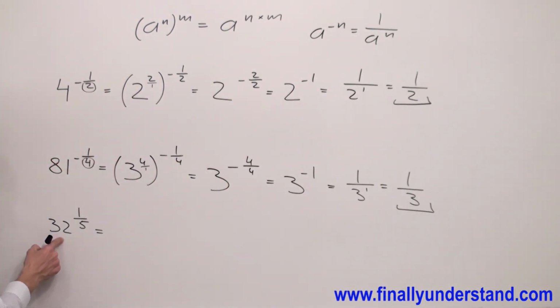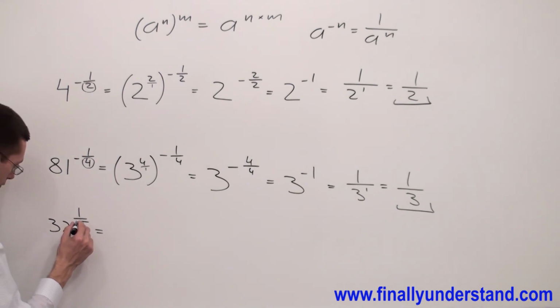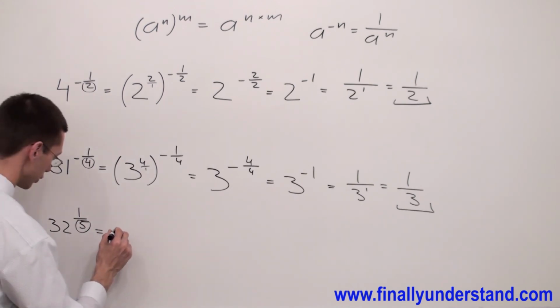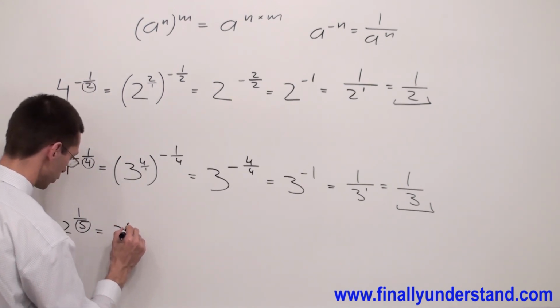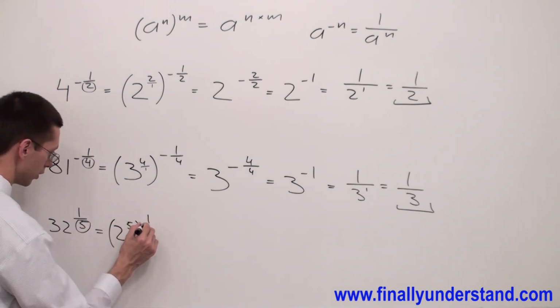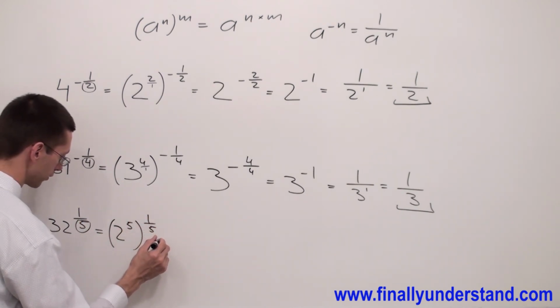Let's take a look at this example. Again, you have to look first at the denominator. The denominator is 5. Ask yourself the question, what number raised to the 5th power gives me 32? The answer is 2. 2 to the 5th power is 32. I'm going to copy down the fraction 1 over 5.